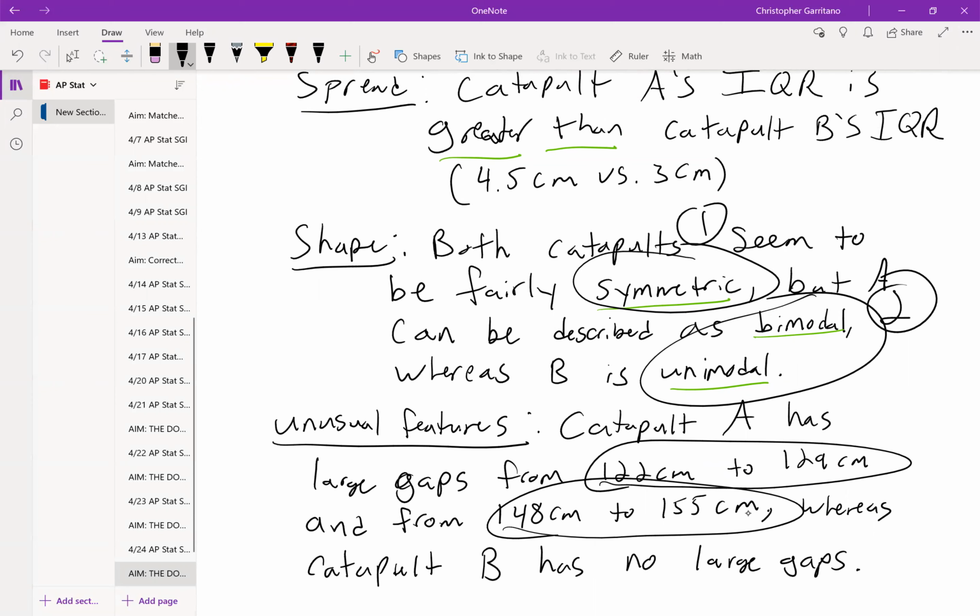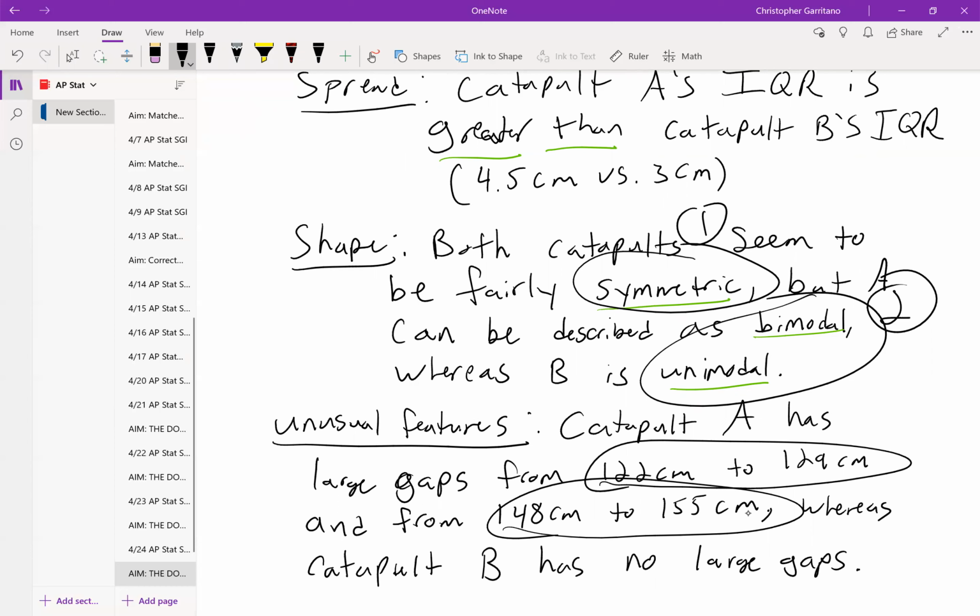Now, again, it's not enough just to simply say that there are gaps. You should be specific about where those gaps exist. And then I went on to say that catapult B has no large gaps.